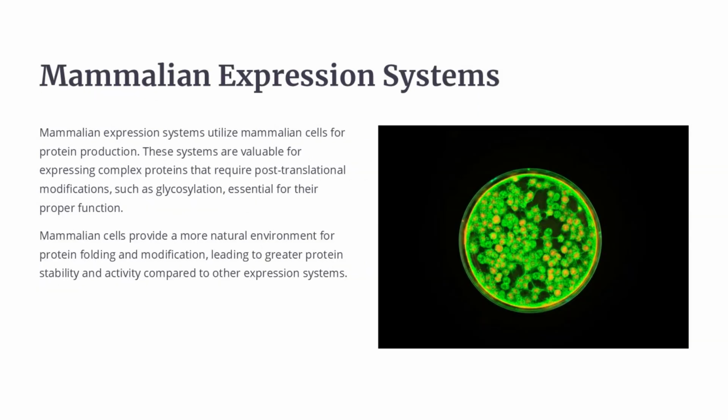Mammalian expression systems use mammalian cells to produce proteins. These systems are valuable for making complex proteins that need post-translational modifications like glycosylation to function properly. Mammalian cells provide a natural environment for protein folding and modification, leading to greater stability and activity compared to other systems.